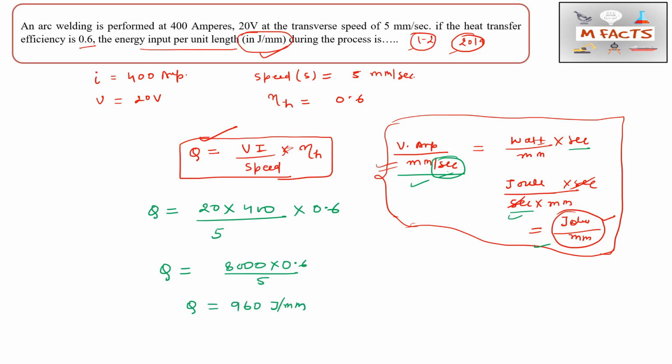So this question was very easy, but people make mistakes here in unit conversion only. You should be careful about these things. So the correct answer for this question is 960 joule per mm.